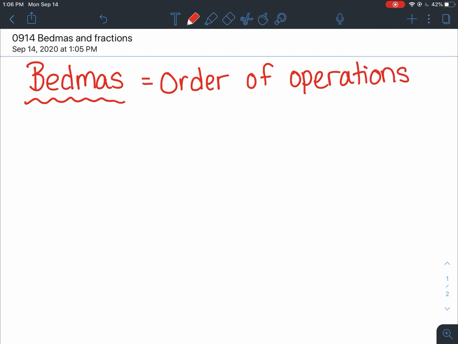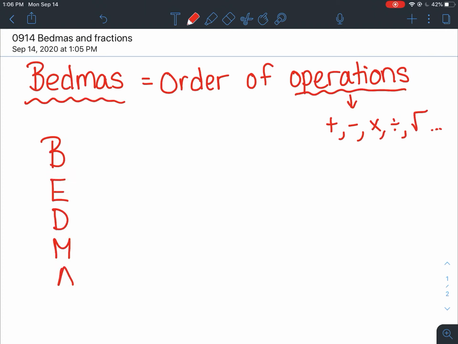So operations are things like adding, subtracting, multiplying, dividing, square roots, and so on. So it lets us know what order we should do them in. First, should we multiply or first should we add? That's what Bedmas is. Okay, so each letter in Bedmas stands for something different.